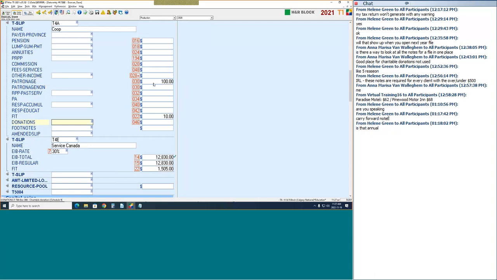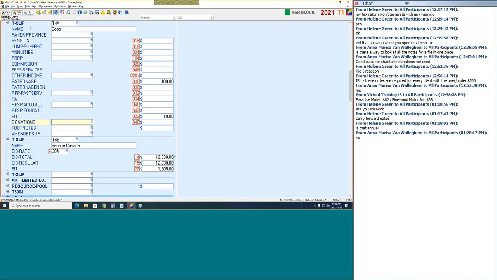Does anyone remember going all the way back to the beginning of the course whether or not patronage allocations are taxable to not self-employed people? T4A, patronage allocation, box 30. If you're a member of a co-op and you're using it for personal use, it's not taxable. The download, automatic default, will put it on the taxable line.